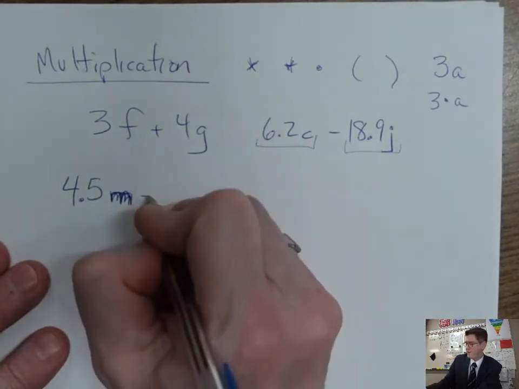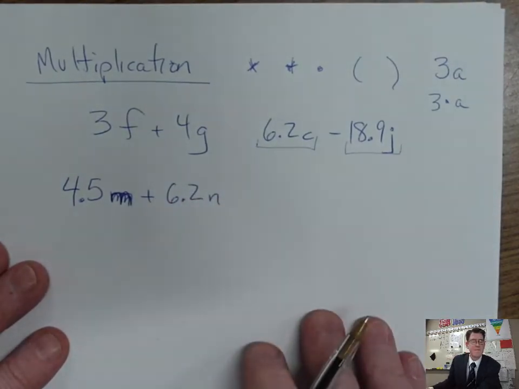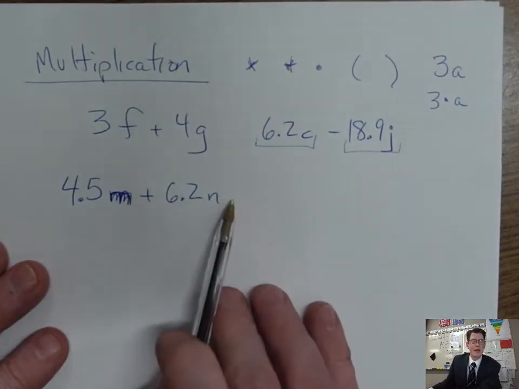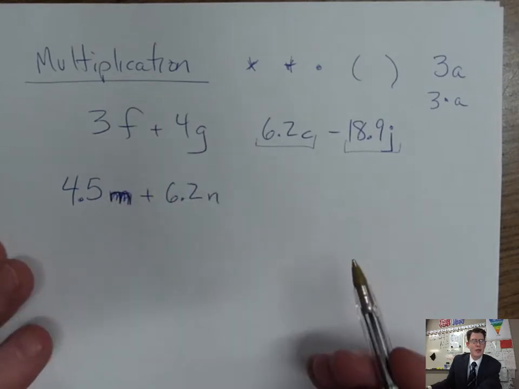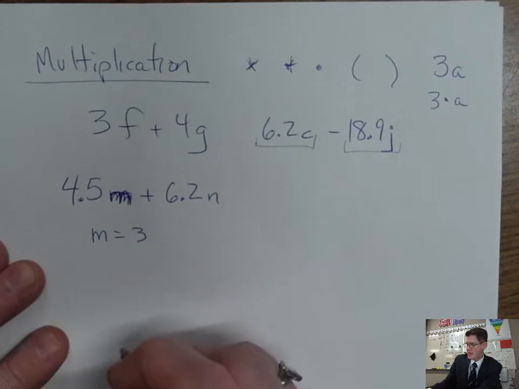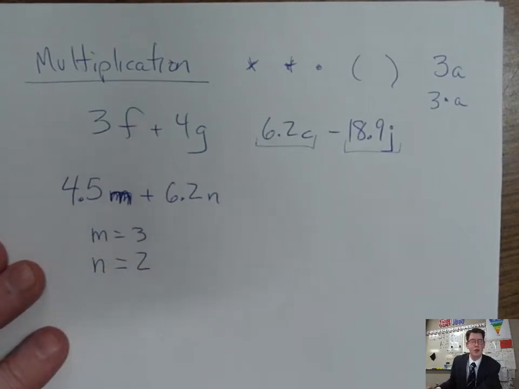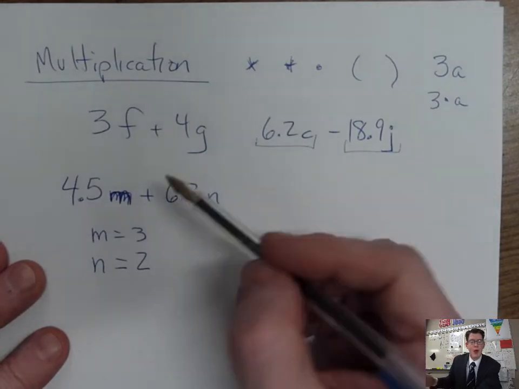For example, if I tell you that there's 4.5 m's, it's an ugly m. There's 4.5 m's, and I want to add to that 6.2 n's. What are you thinking? Well, what do I do from there? There's nothing to do there. But then you're told that m is 3 and n is 2. Well, then you can do something.